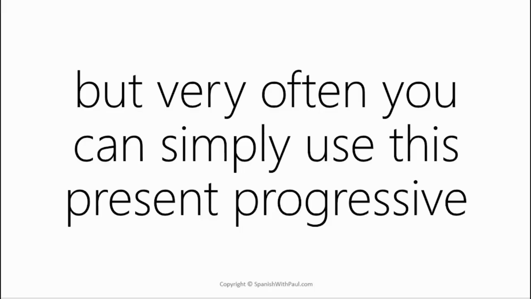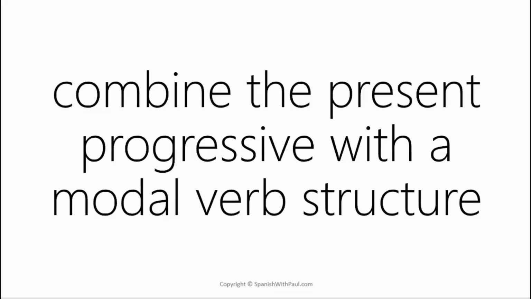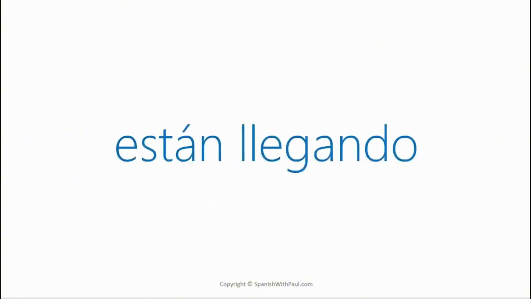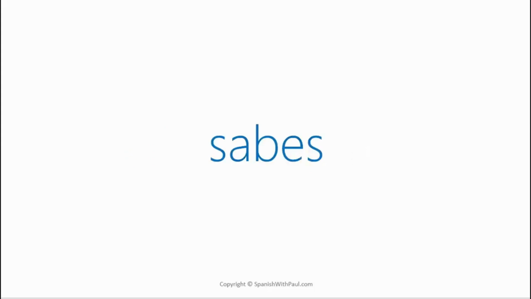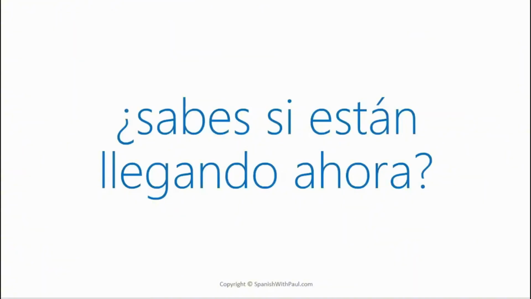What I'd like to do now is a final practice. So we're going to combine the present progressive with the power of a modal verb structure. You'll see what I mean as we go through the drill. First of all, how would you say they are arriving? Están llegando. What is you know? Sabes. Now ask this. Do you know if they're arriving now? ¿Sabes si están llegando ahora?